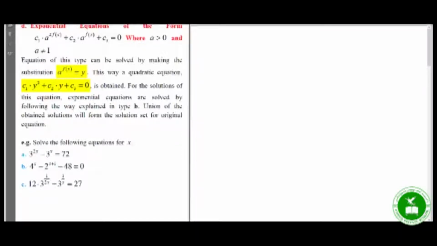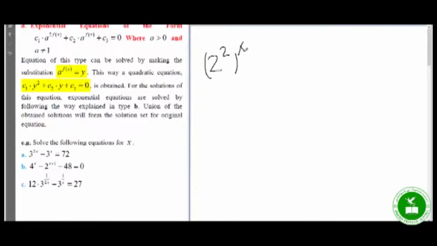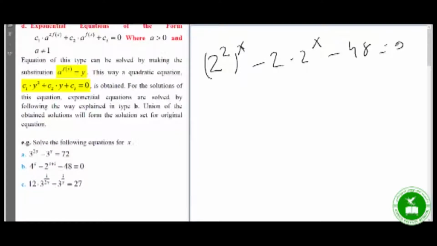Let's solve the second example about this subject. As you see on the screen, 4 to the power of x minus 2 to the power of x plus 1 minus 48 is equal to 0. You should give it this form. So we can write 4 to the power of x as 2 squared to the power of x, minus, we can write 2 to the power of x plus 1 as 2 times 2 to the power of x, minus 48 is equal to 0.